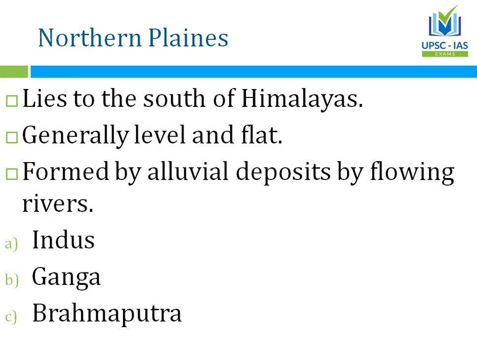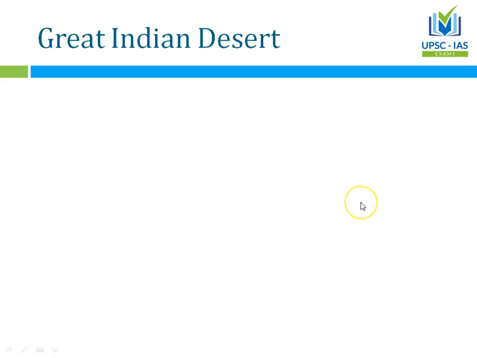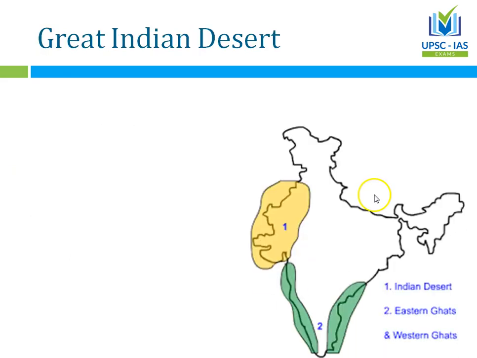And somehow this is the main reason why states like Uttar Pradesh and Bihar have maximum population, right? They are hugely or densely populated because they are located in northern plains, and of course they get plenty of water provided by the rivers that are flowing through this plain, so all their basic necessities are fulfilled. Great Indian Desert.